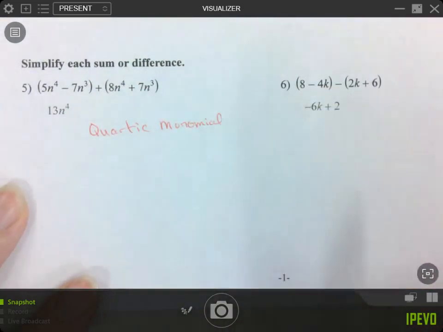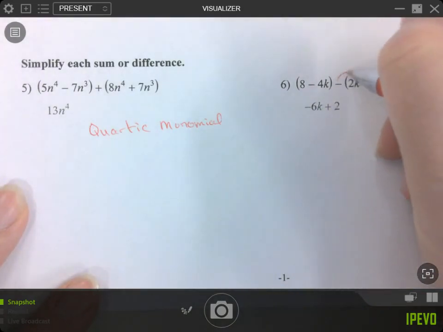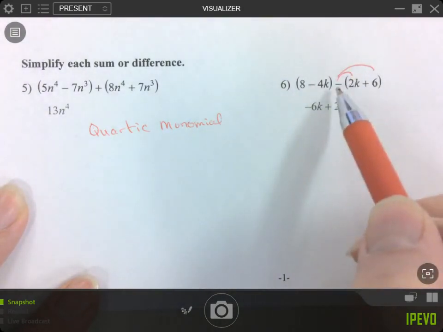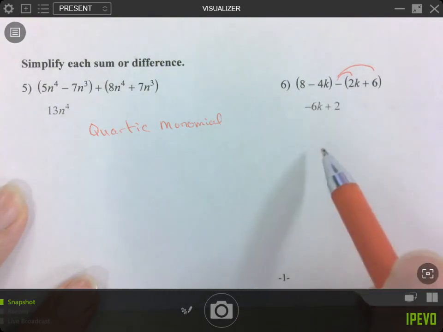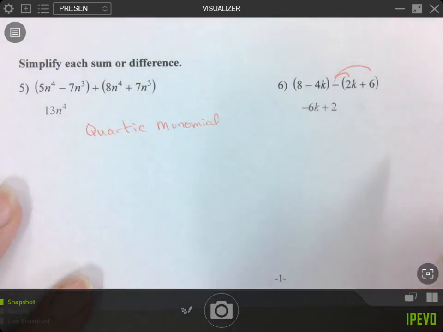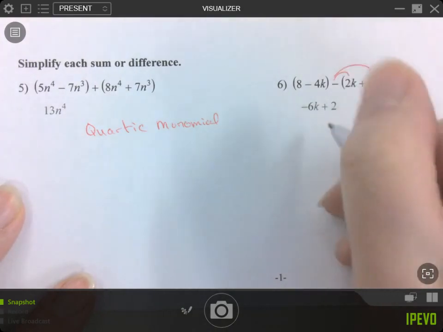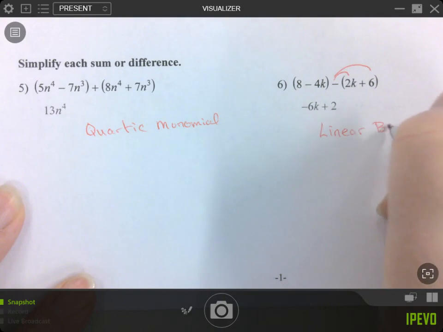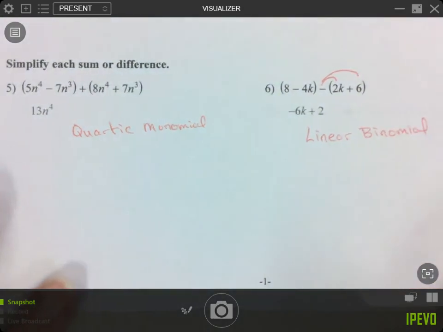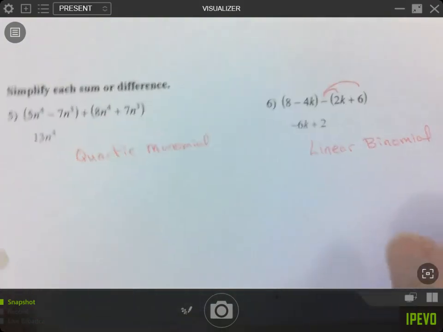All right, now with subtraction, I'm recommending you distribute that negative sign. So it'd be addition, and that'd be a -2 and a -6. When you add them together, you get -6k plus 2. That is a degree of 1, so it is a linear, and 2 terms makes it a binomial. So this is why I was really asking you guys, hey, get this done. It wouldn't take you too long.